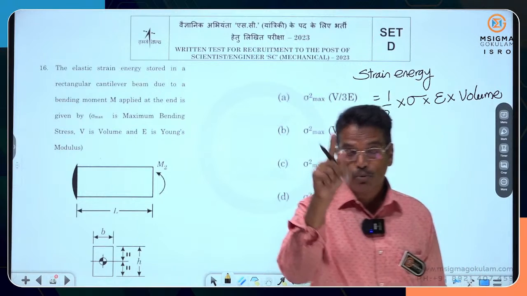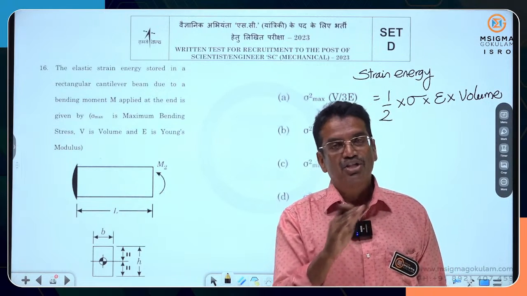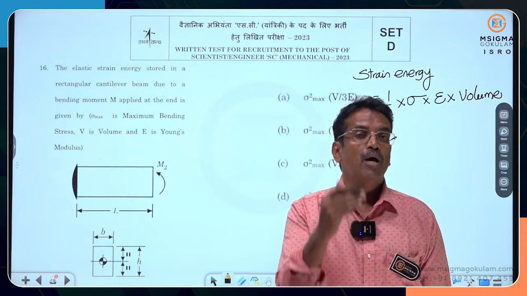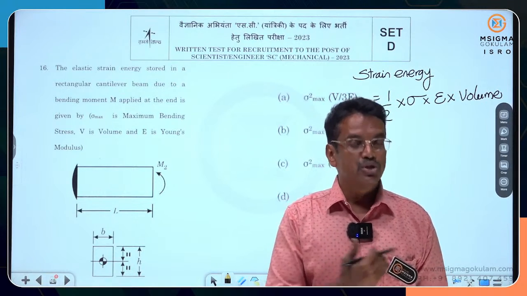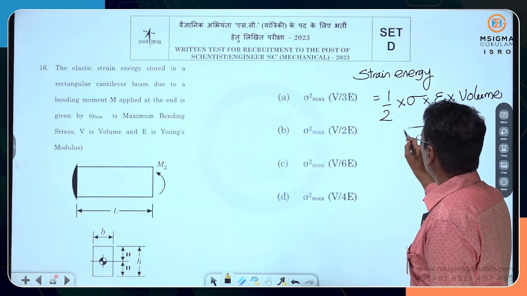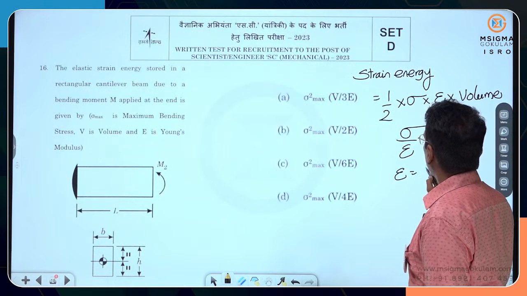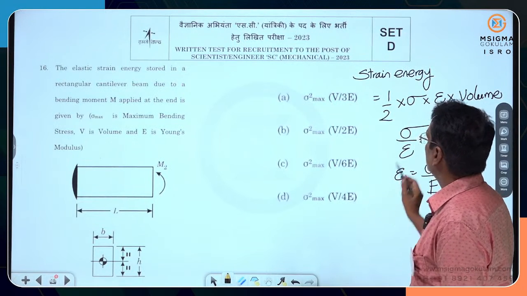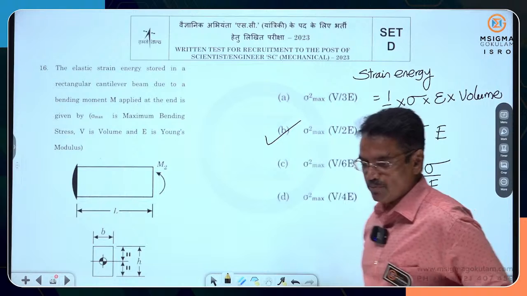The strain energy stored up to the elastic point is called the proof resilience, which is nothing but the area of the stress-strain diagram up to the elastic limit. So the maximum strain energy stored inside the member up to the elastic limit per unit volume is called the proof resilience, which is also called the modulus of resilience. Stress by strain is equal to Young's modulus. Therefore, epsilon is equal to sigma by E. If you substitute this, you will get the strain energy as sigma square into volume by 2E. Answer is B.